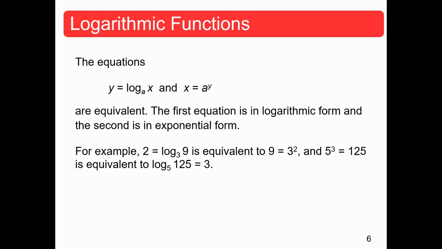So here's an example of that. We have 2 equals log base 3 of 9. So 3 is your base, so you're going to start with 3. 3 to the second equals 9, and that's what we have here. Same with this one. If I wanted to convert it back the other way, this is log base 5, so you would say log base 5 of 125 equals 3. And that's what we have here.